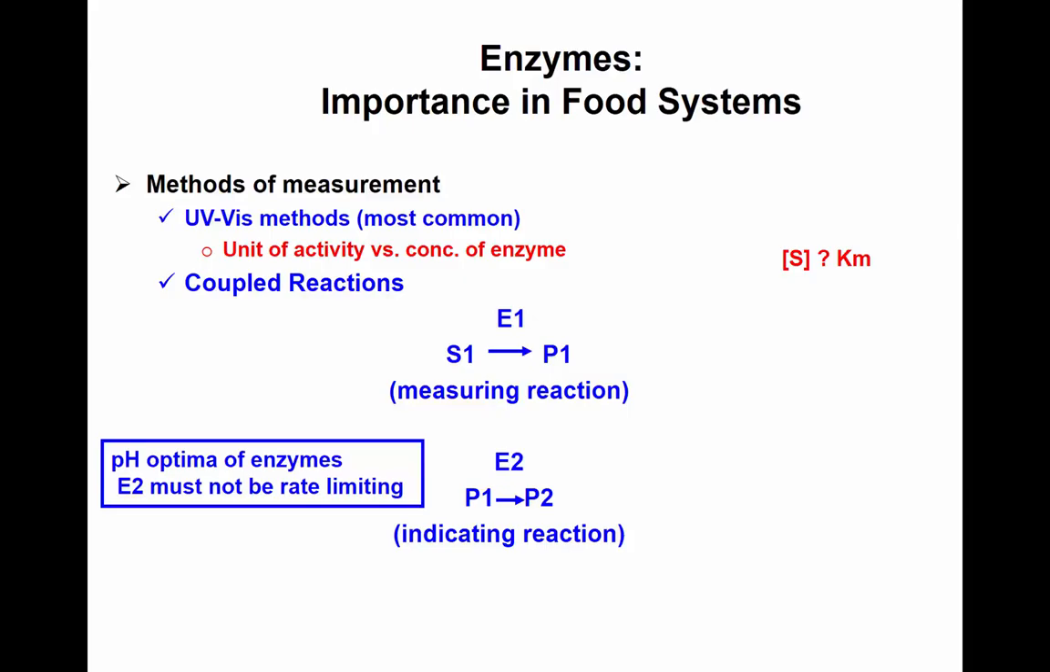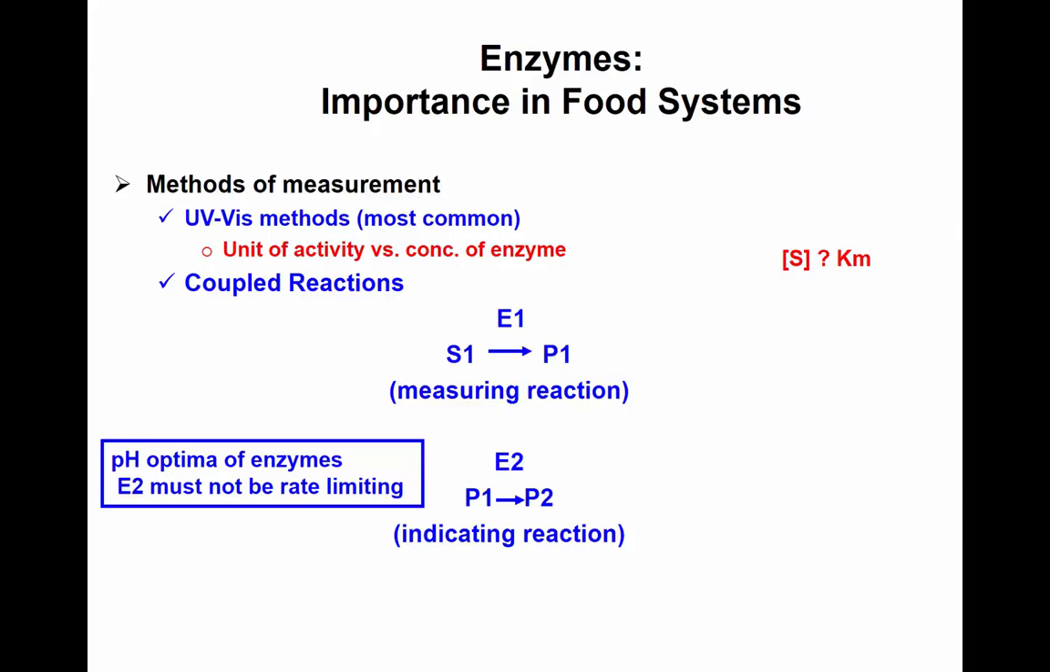All right, so oftentimes you hear the term coupled reaction. Are you familiar with this? A lot of assays are actually coupled reaction assays, like the determination of glucose concentration, which is a coupled enzymatic assay. Coupled reaction means you have two reactions going on with two enzymes. The first reaction is the measuring reaction or the auxiliary reaction. Either measuring or auxiliary is the same thing. And the second reaction is the indicator reaction or the indicating reaction.